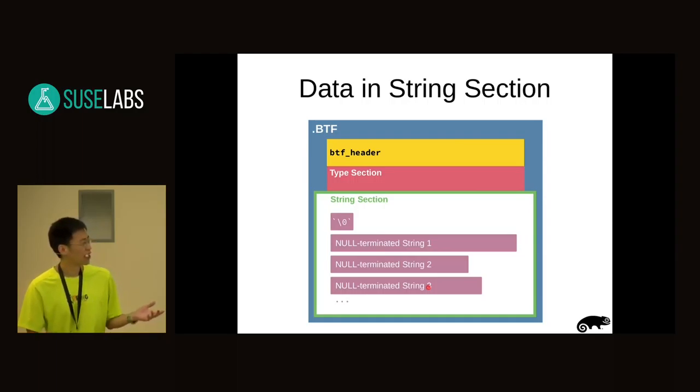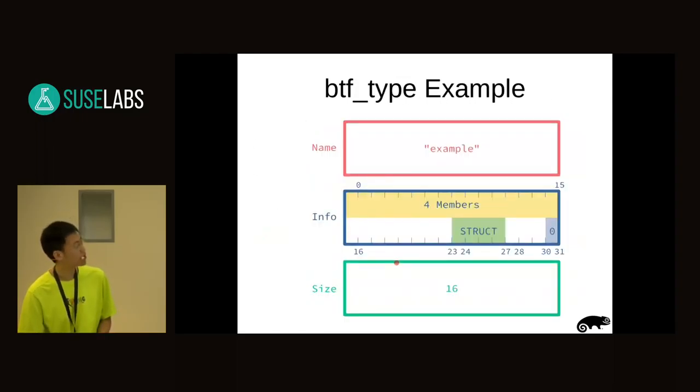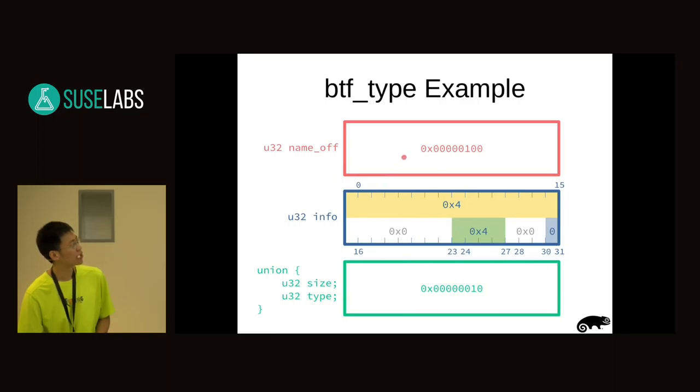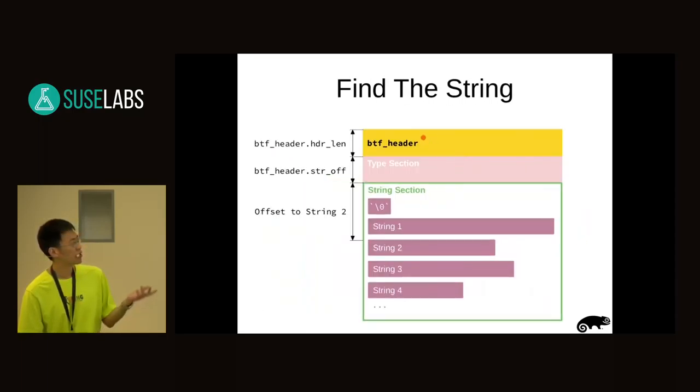If you want to find a string, take the first example. I have an offset like 100, so how can I look up the string? First you skip the data you don't need. You can use the data in the BTF header to skip the header and the type section and go to the string section. Then I can look up offset 100, map it to the string, and find this is the string I need. So that's all for the string section.